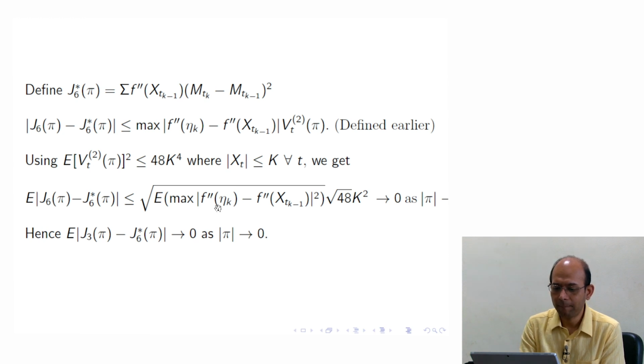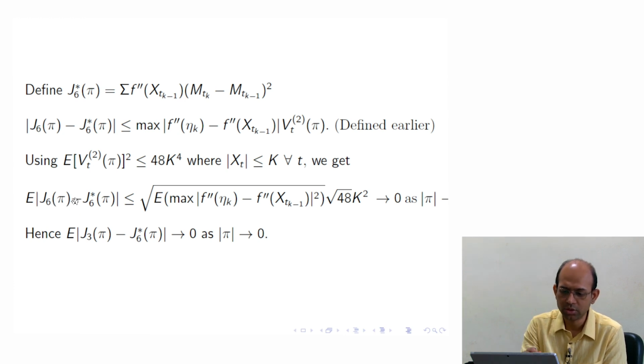So this is fixed, but as the mesh size goes to 0, eta k comes closer and closer to X t_{k-1}. And then the maximum of all these also goes to 0, as we have explained earlier. But this is actually a bounded function, so inside this thing converges to 0, so after taking expectation, that also goes to 0. Using the dominated convergence theorem, we get that J star 6 is approximating J6 pi, in the sense that the difference goes to 0 in L1.